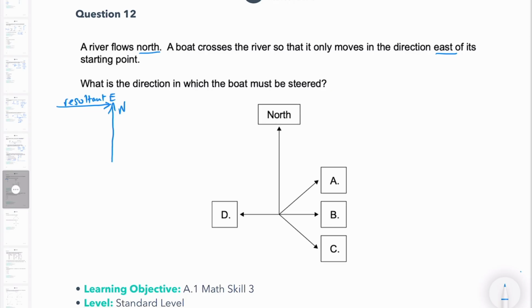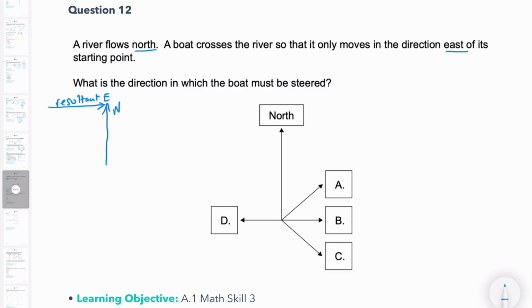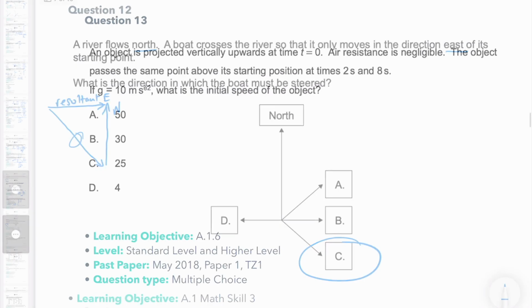Now we must add 2 vectors tip to tail, and one of them has to be north, resulting in a velocity that's east. So the resultant vector is east. The vector that must be steered that adds up with north to get that resultant vector is there, and that gives us C. Question 12C.